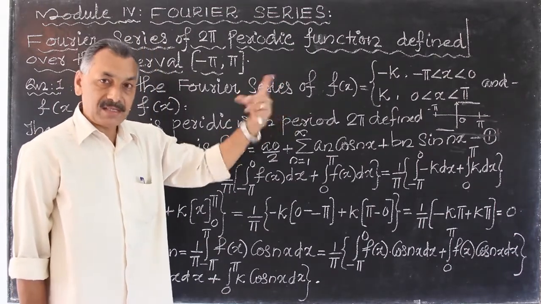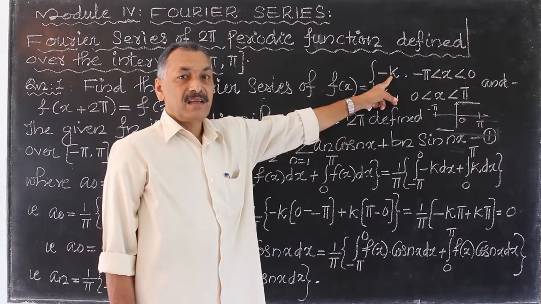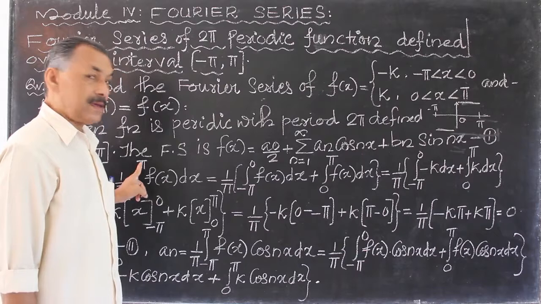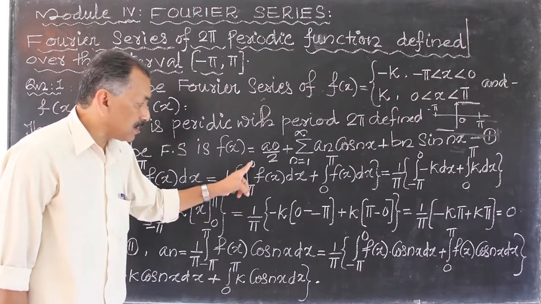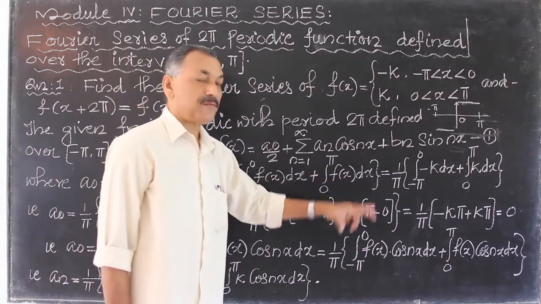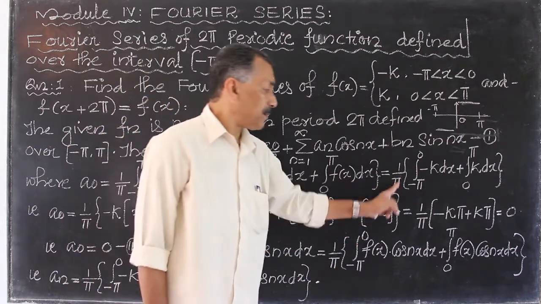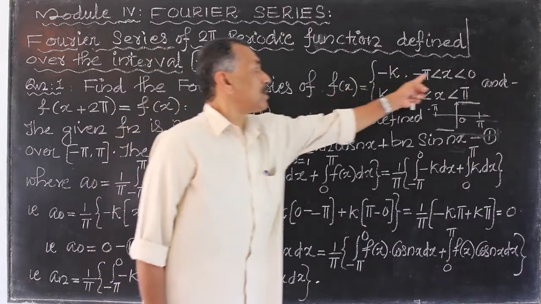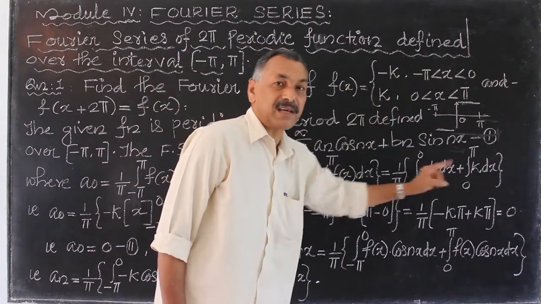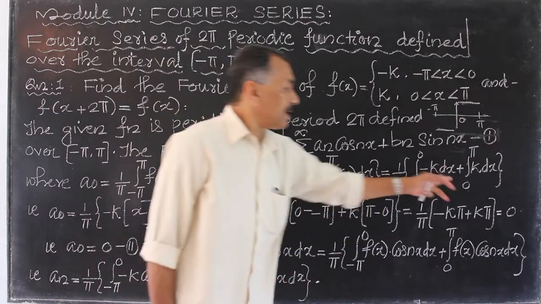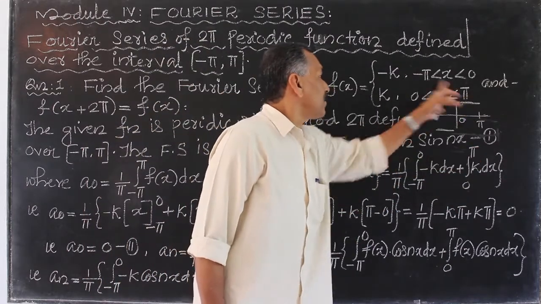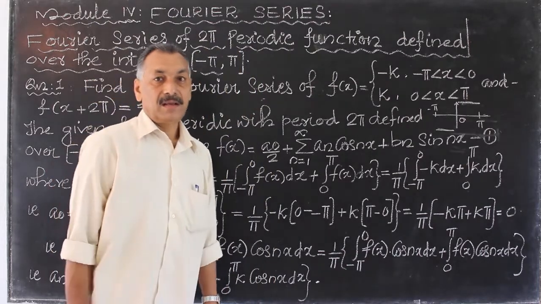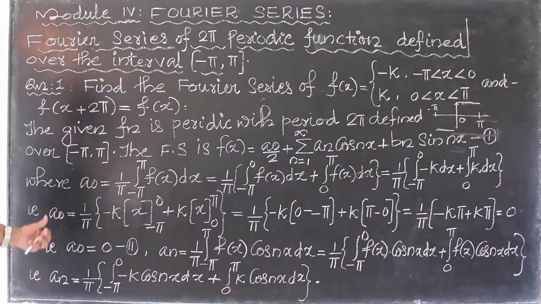If x is negative, the value of the function is minus k. If x is positive, the value of the function is k. The integral from minus pi to pi is divided like this: minus pi to 0 f of x dx plus 0 to pi f of x dx. That is equal to 1 by pi times the integral from minus pi to 0, where f of x is equal to minus k, dx, plus the integral from 0 to pi, where the value of the function f of x is equal to k, dx. Now integrate here, so a0 is equal to 1 by pi.